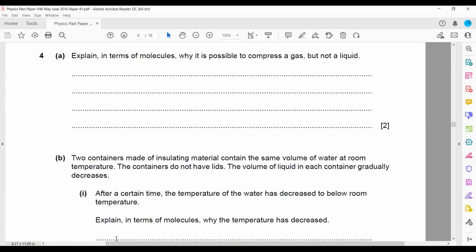So, continuation of this paper 4 variant 1, May June 2016. Explain in terms of molecules why it is not possible to compress a liquid.